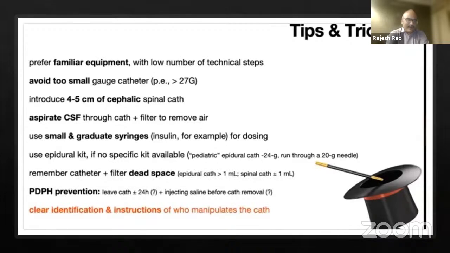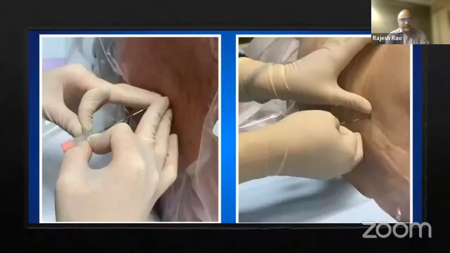Well, again, it is a conflicting issue. Most important is the clear identification and instructions of who manipulates the catheter. This is the technique, how you do it: just like a spinal, you use it without the LOR technique. You go straight, like a spinal, and enter the subarachnoid space. There's a small video which will show you how it is done.